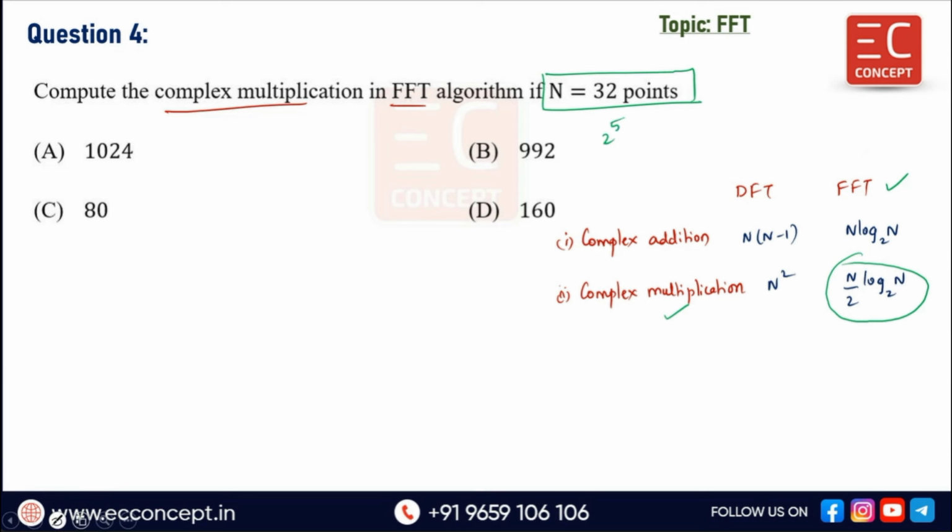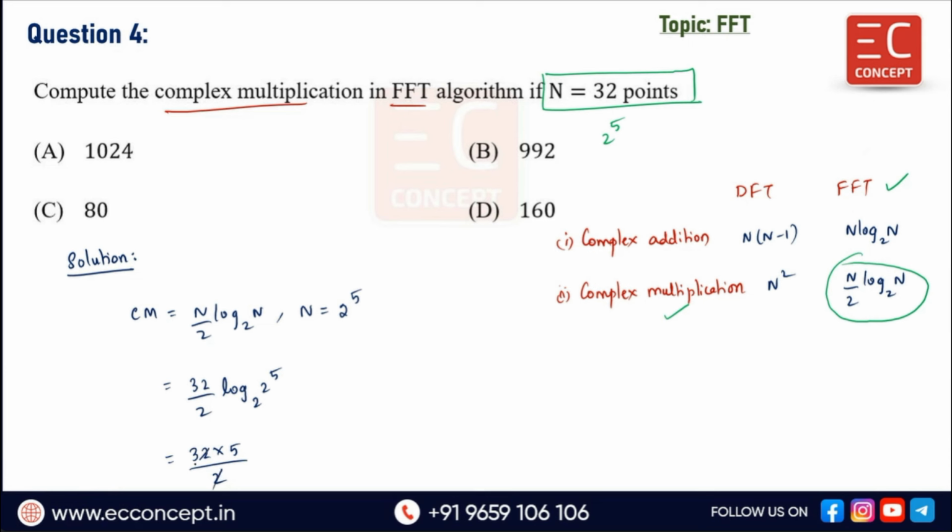So 2 power 5 is given. Solution: complex multiplication is equal to (n/2) log to the base 2 of n, where n is equal to 2 power 5, so 32. So 32 by 2, log 2 to the power 5, so 32 into 5 by 2, so 16 into 5, so that is 80. So 80 is the answer.